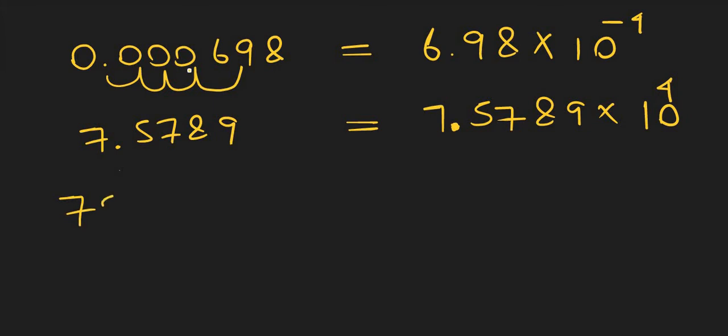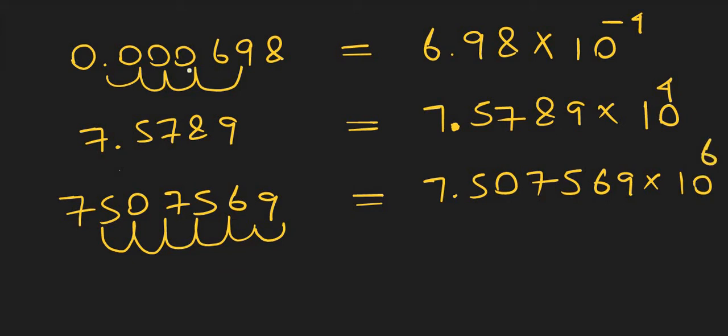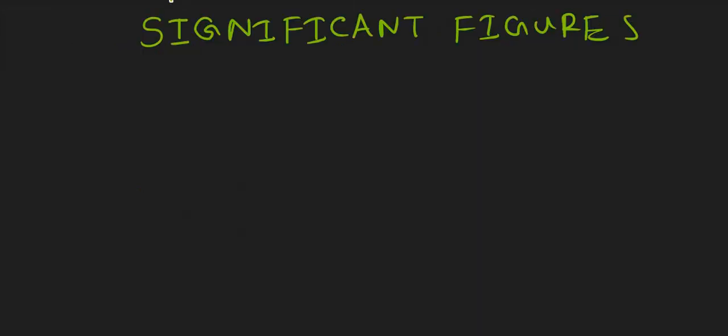How to represent 7,500,000? Now this can be represented with 6 decimal points. I have to move 1, 2, 3, 4, 5, 6 decimal points. Therefore I say 7.5 into 10 to the power 6, positive 6. So that's about scientific notation, and then we'll move on to significant figures. Now if you want to represent numbers in significant figures, let's say I consider this number 6.352.